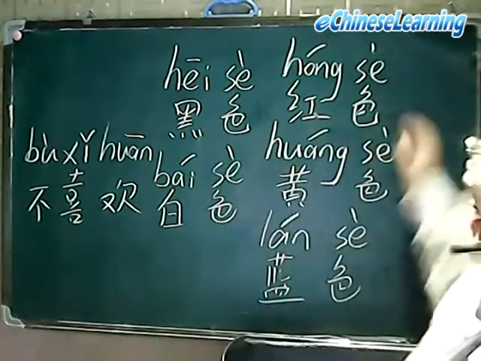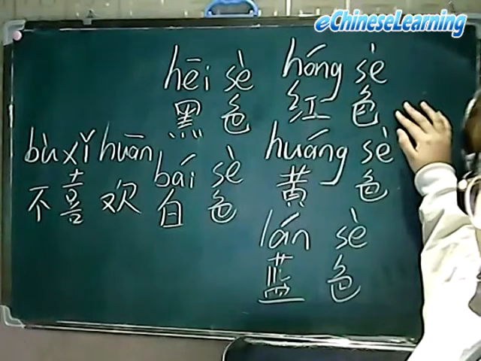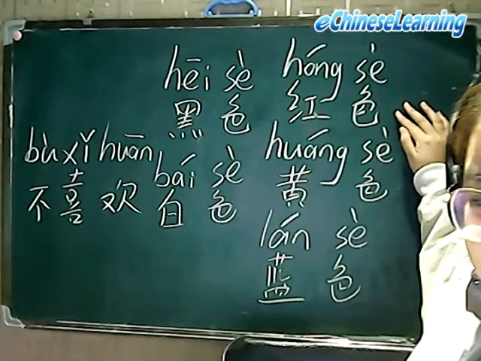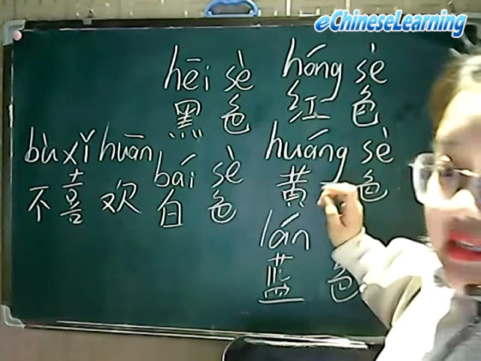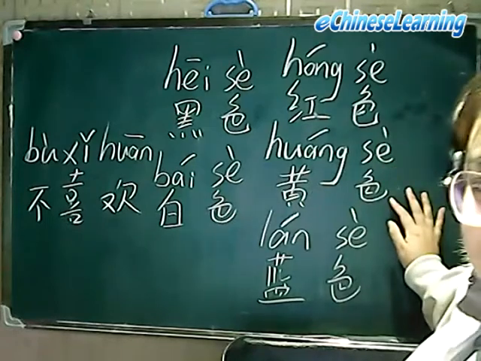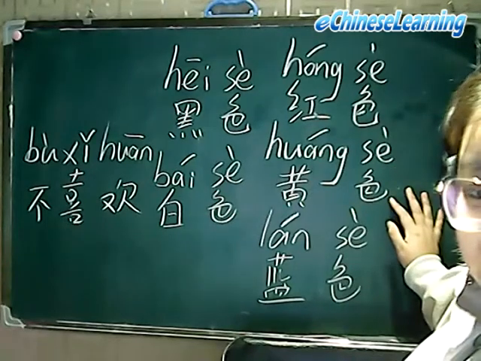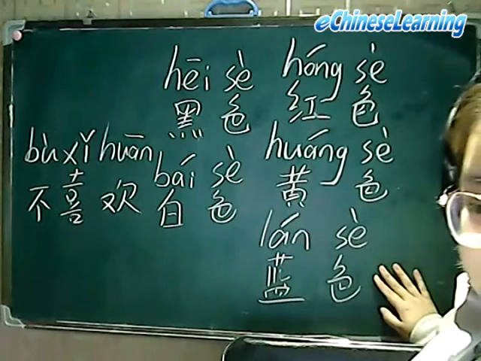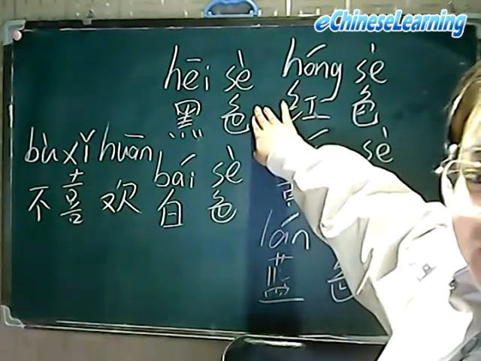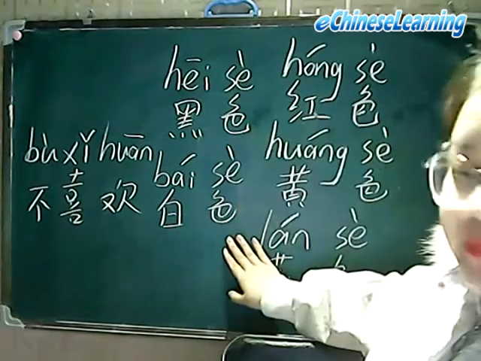Okay, let's think about your father. So, do you know how about him? How about 红色 喜欢 or 不喜欢? Your dad. Yeah, 喜欢. And 黄色. Yes, and 蓝色. Great, and 黑色. And 白色.